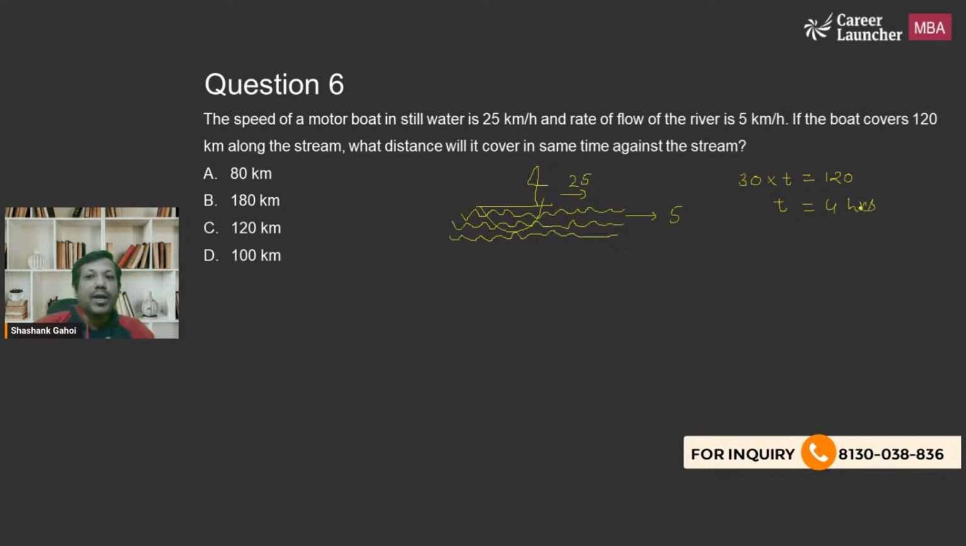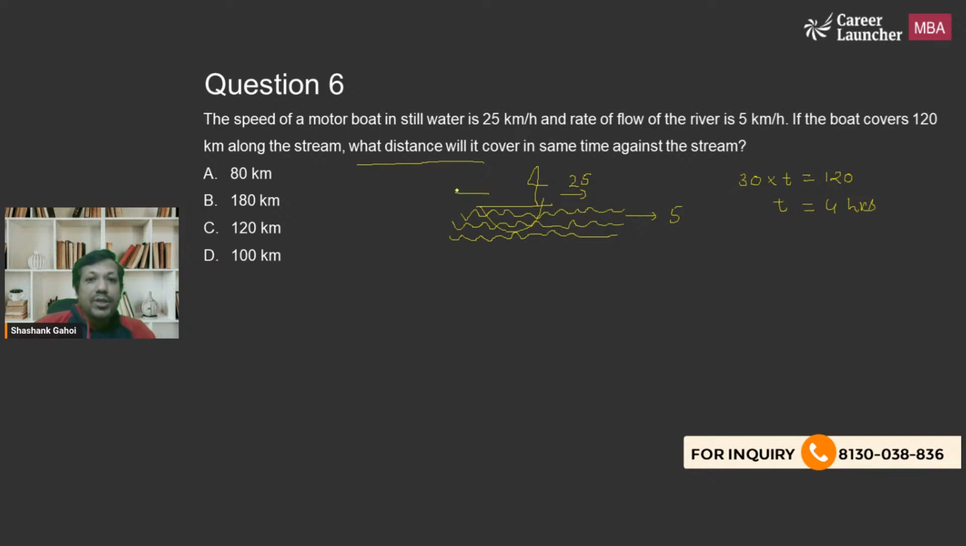Okay, so that's what I have received. Now, what is the question asking? What distance will it cover in the same time against the stream? इसका मतलब कितनी अगेंस्ट द स्ट्रीम ये जो बोट है ये कितना डिस्टेंस ट्रैवल करेगी against the stream.